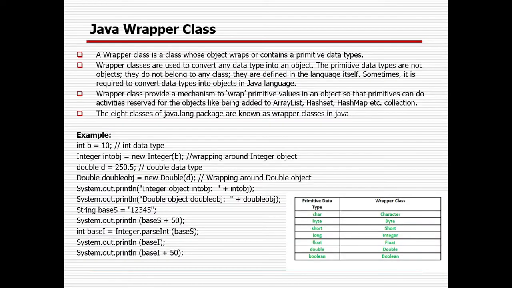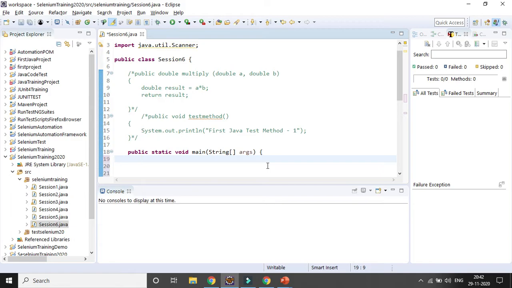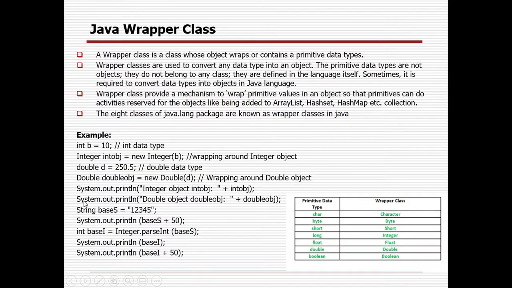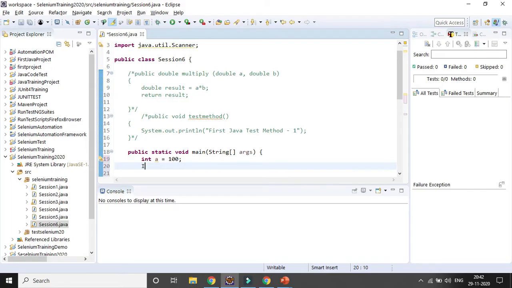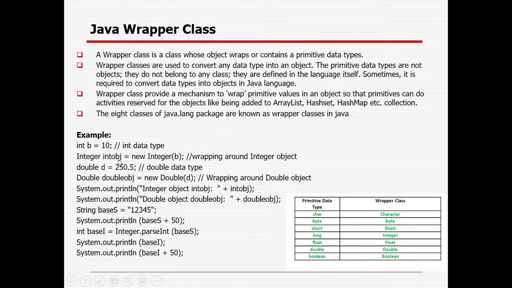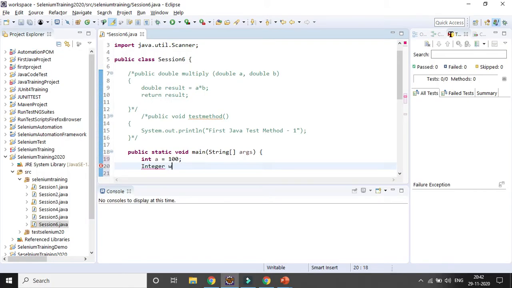Okay, here suppose I am defining some variable, say integer a equal to 100, and I want to convert it to a wrapper class. So I have to use the corresponding wrapper class. For integer it will be Integer, this is the wrapper class, and I will be creating a variable. So I can mention the variable name wrapInt.